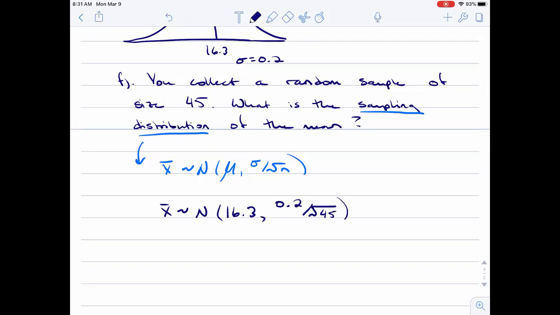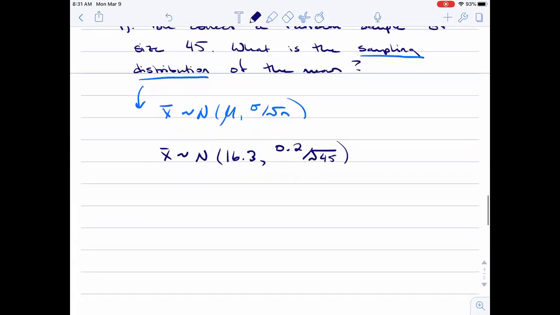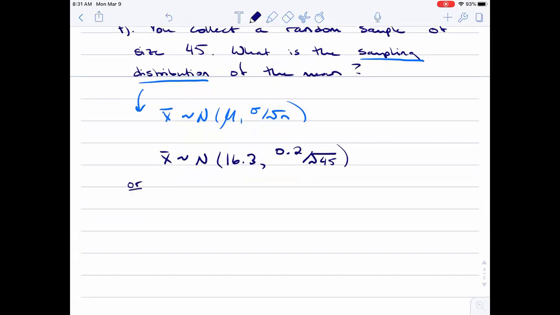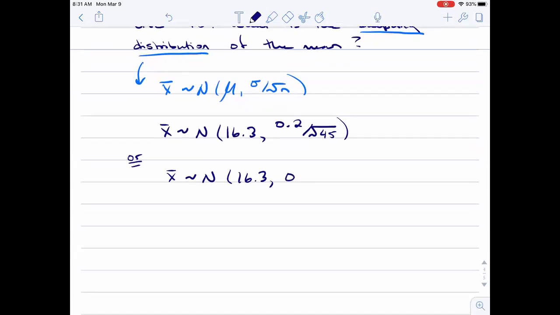You can leave it like this, right? Or we can do 0.2 divided by the square root of 45. Or X bar follows a normal distribution with a mean of 16.3 and a standard error of 0.0298, rounding to 4 decimal places. I decided to keep a couple, otherwise the rounding gets a little bit weird, right?